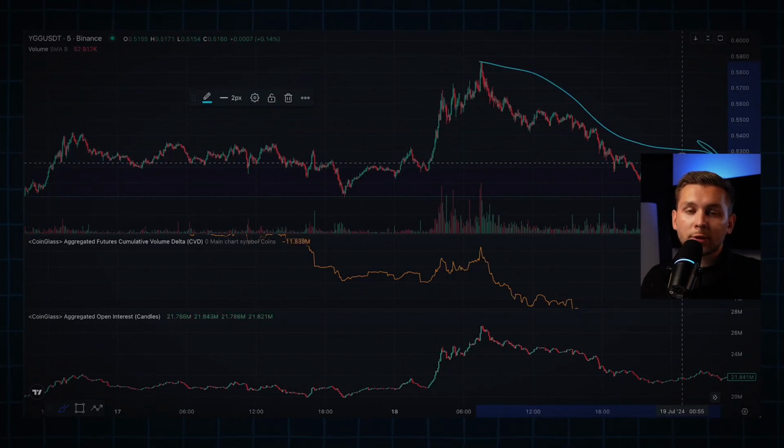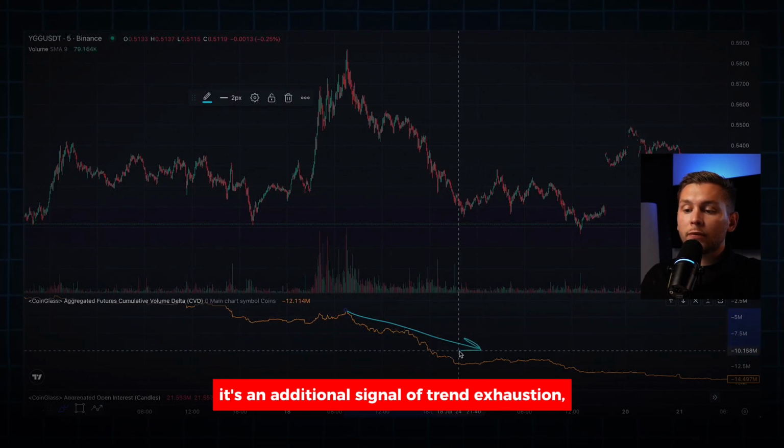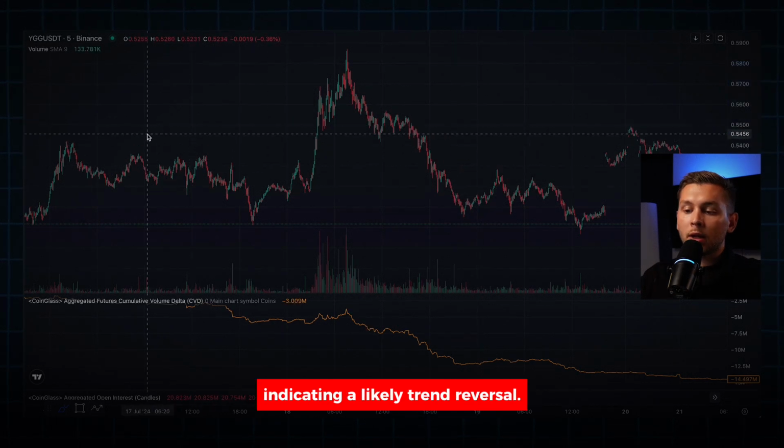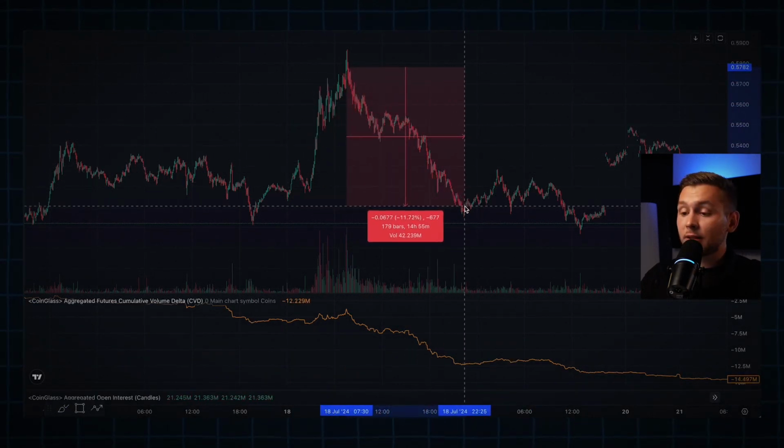If the CVD slows down or even declines, it's an additional signal of trend exhaustion, as aggressive buyers disappear at these price levels, indicating a likely trend reversal. And later we see the price drop by more than 10% in a few hours.